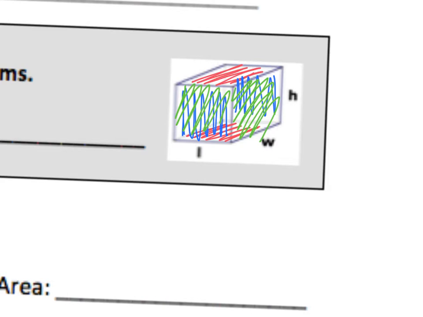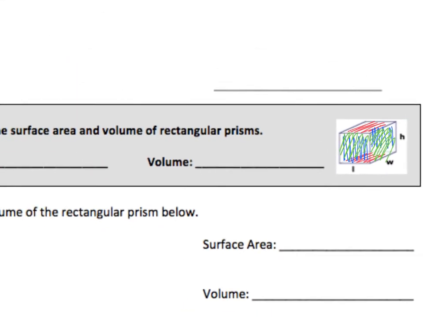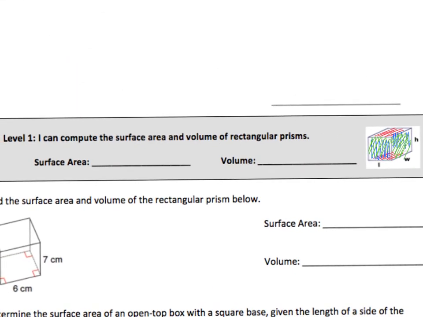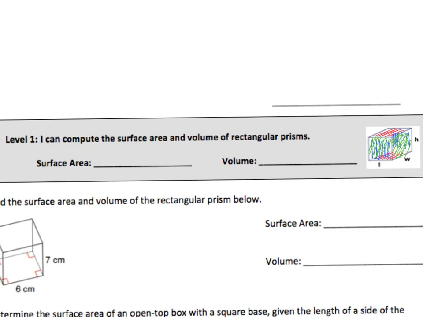So if we want to find the surface area of this rectangular prism, we want to cover all the different sides, so all the rectangles that I just colored in. So let's talk about the red ones first. To find the area of the two red ones, we would take the length times the width. And since there's two of them, let's just multiply it by 2.